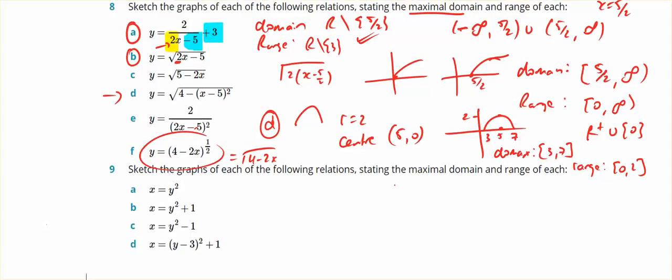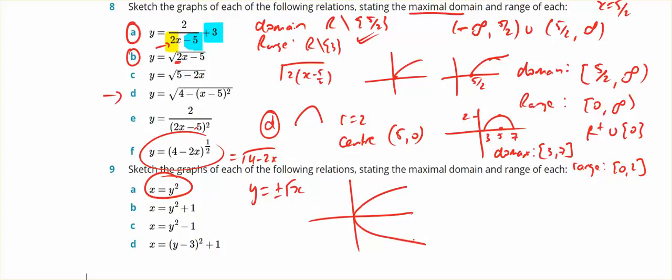Sketch the graph of these following relations, stating the domain and range of each. So if I make y the subject, because we have y squared at the moment, I take the square root of both sides, so y equals plus or minus root x. Now this is a relation because it's actually 2 graphs in one, because you have the positive root and the negative root. So that's what it looks like. It's actually a parabola on its side.